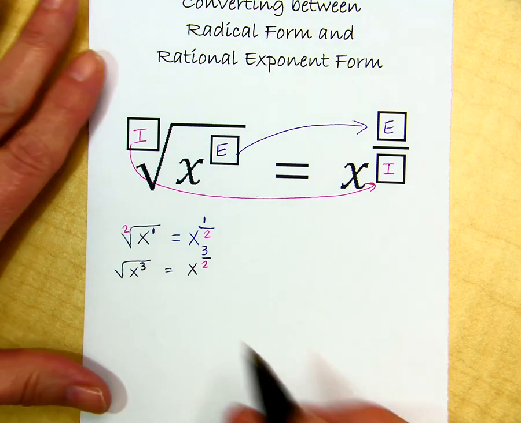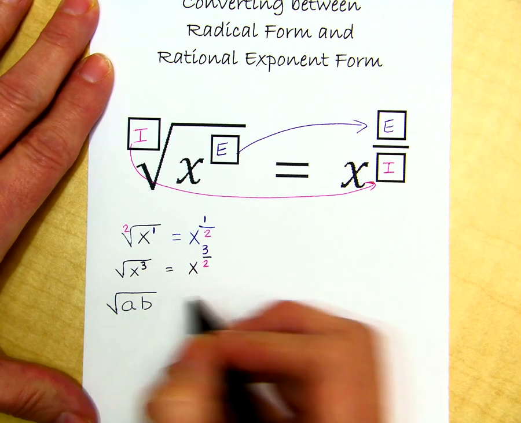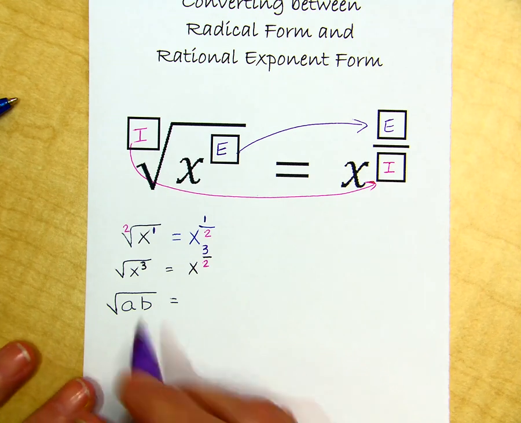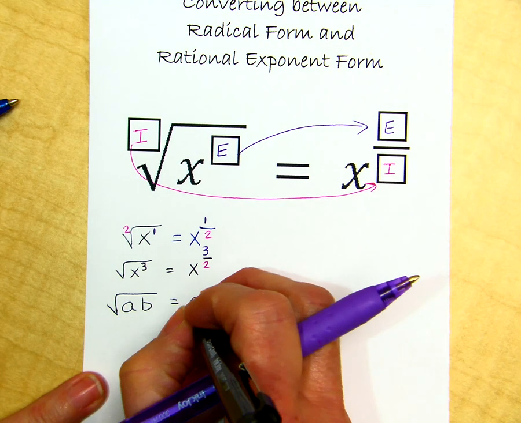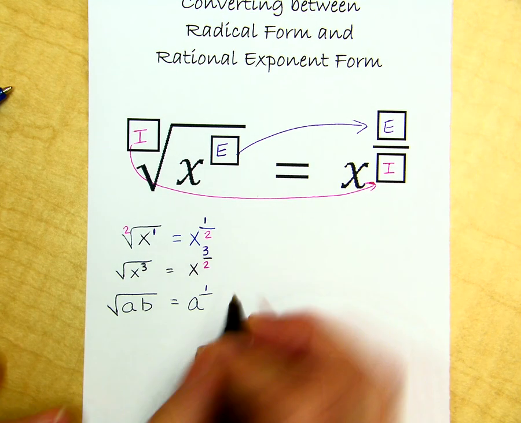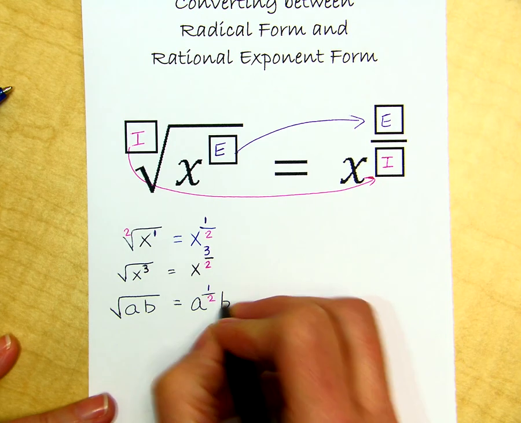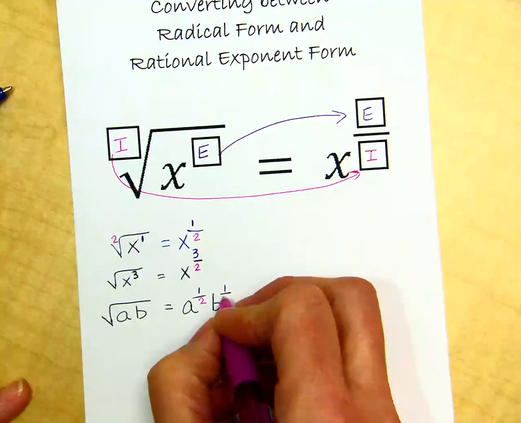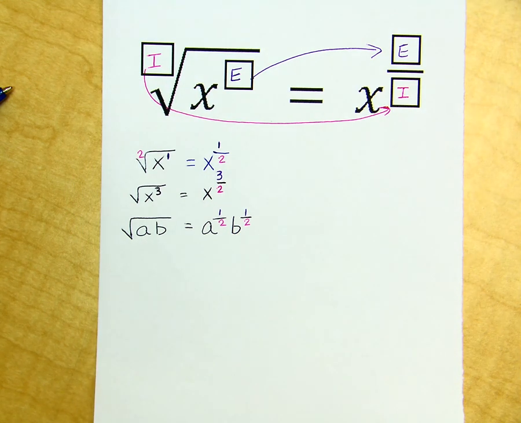So let's do another example where we have more multiplication underneath the radical sign. Here we have a times b. Both are raised to the 1st power, and our index again is 2. So a has an exponent of 1 and an index of 2, so it's a to the 1/2. Now we have to take care of the b. So we write the base down, and then it also is 1/2. Okay, so here we have the square root of ab is the same as a to the 1/2 times b to the 1/2.